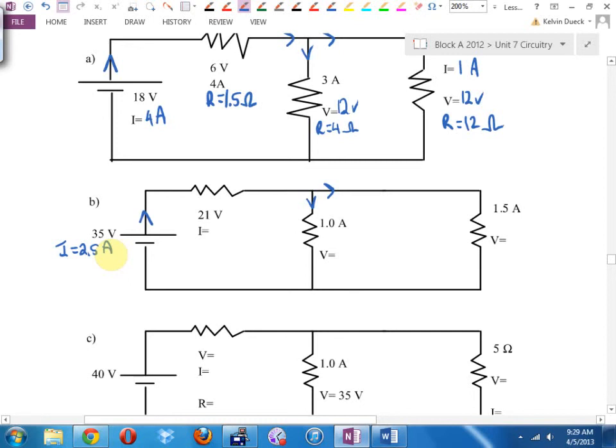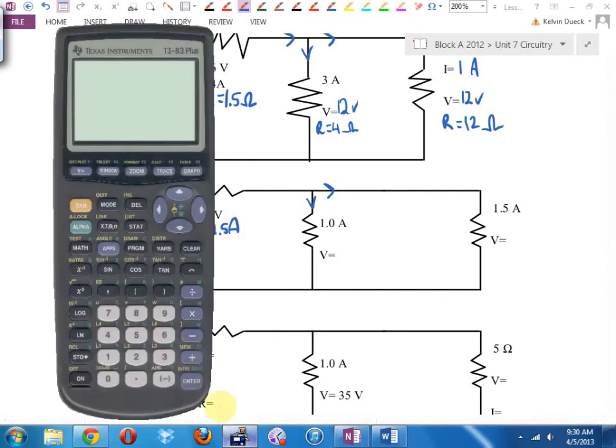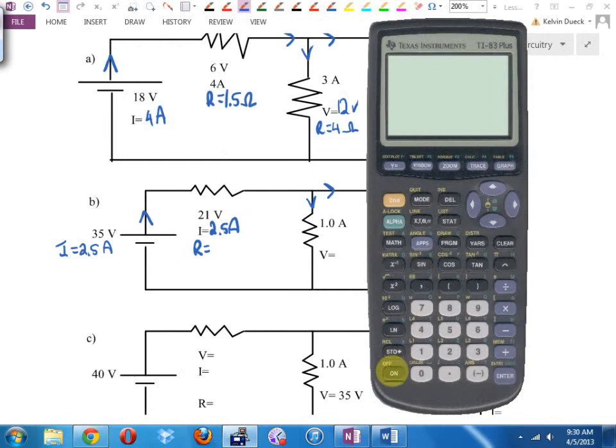So now let's start walking along the hill. 21 volts in that first resistor. What's the current in that first resistor? 2.5 amps. What's the resistance of this first resistor? Whatever the heck 21 divided by 2.5 is. 8.4.